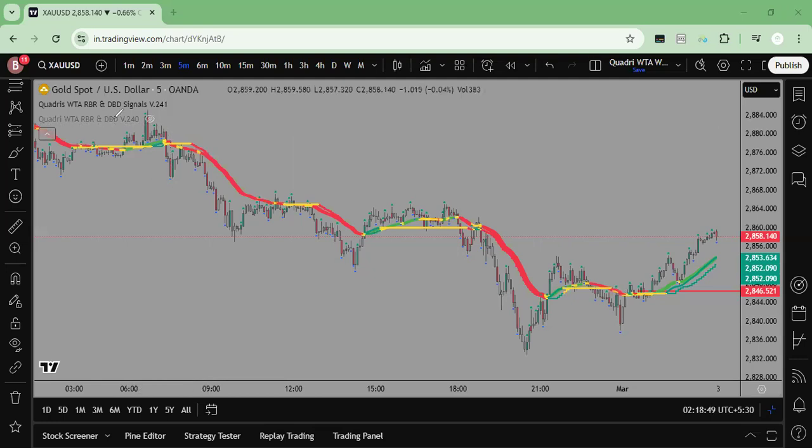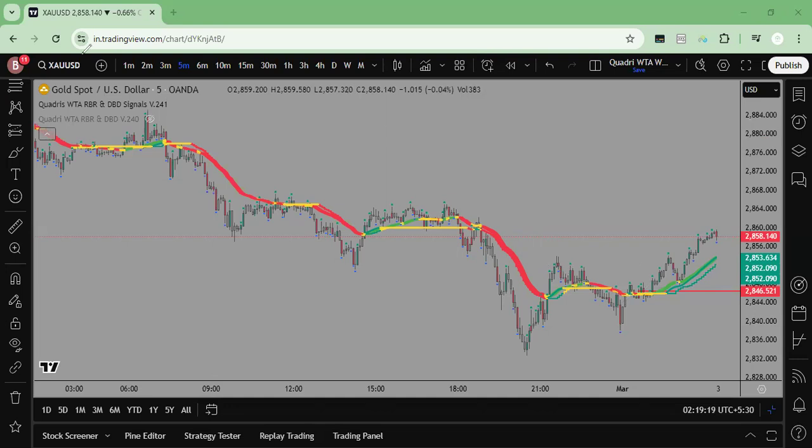This is version 241. This is basically a system which has been developed around version 240, and this is an upgradation of 241, rally based rally and drop based drop with signals. So what I've done is incorporated the version 185 Wyckoff pullback trading system, or Wyckoff pullback analogy. I have introduced it into this one.